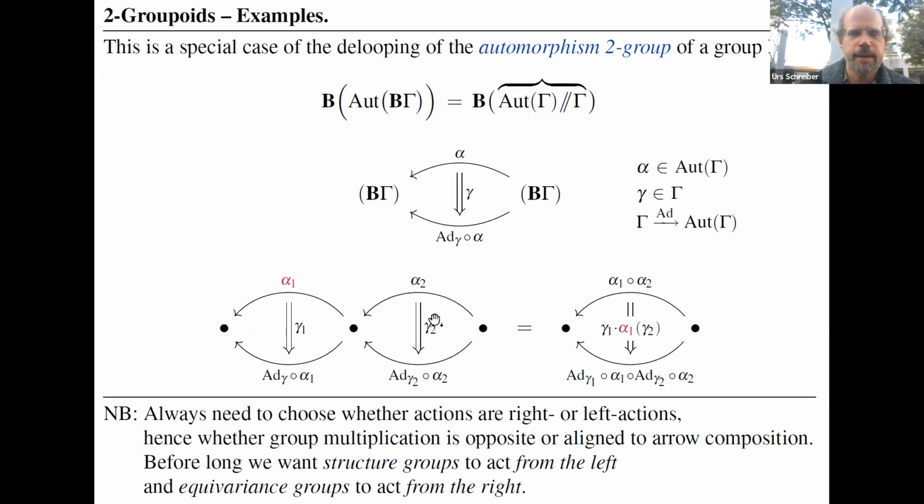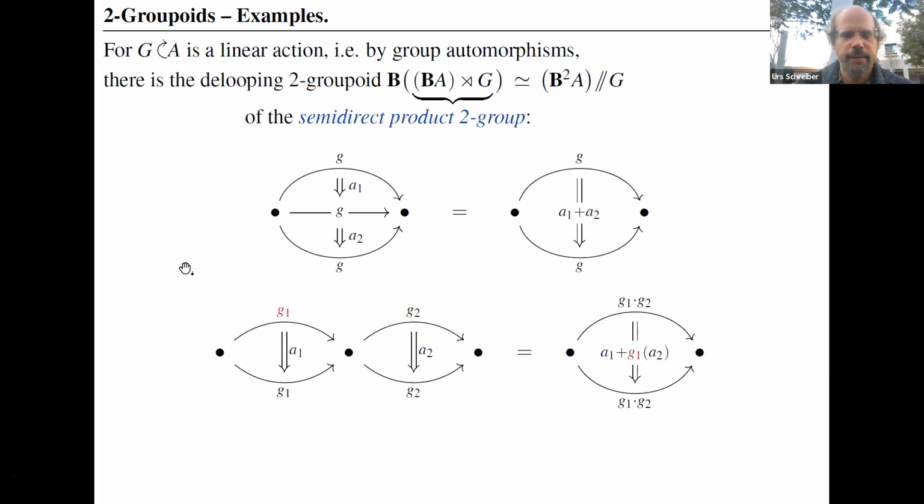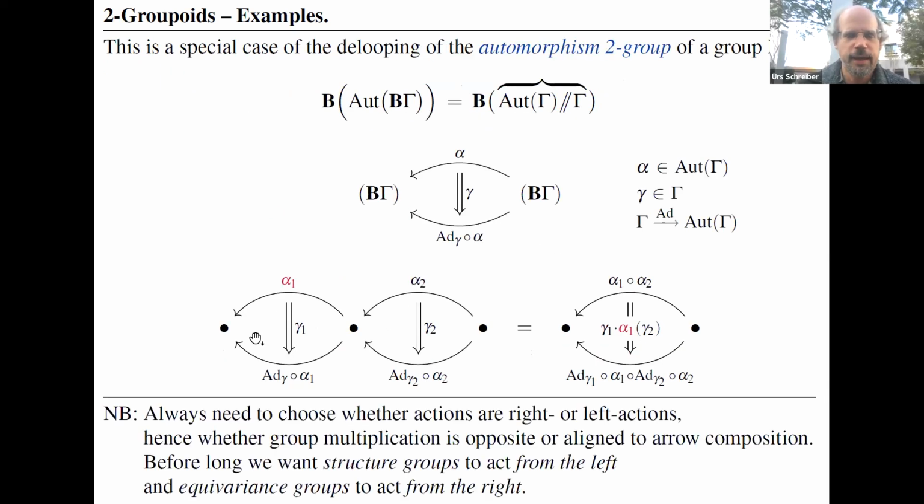And you realize that I changed the order of the arrows here. This is something one has to deal with in this business all the time. One has to make a choice whether all the group actions that appear are left actions or right actions, which translates to whether or not the multiplication of the group elements goes with or against the order in which we compose these arrows. This is not something to worry about here, just to mention in case you're wondering how things are labeled. Before long, we're going to have two groups that act. There's a structure group of our bundles that will act from the left in my convention, and there's an equivariance group that will act from the right. But not to worry about, just to highlight this.